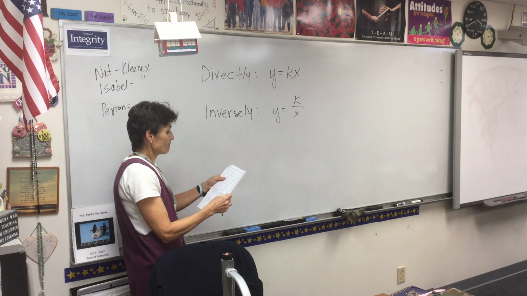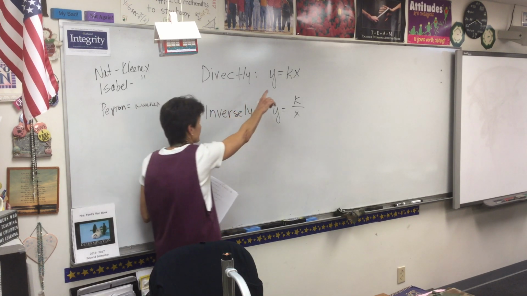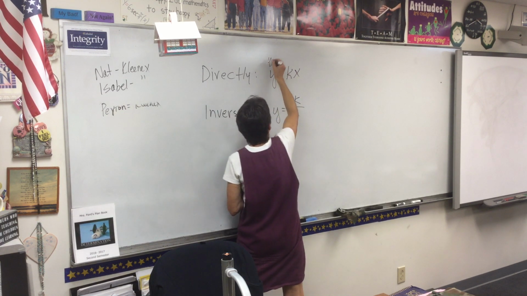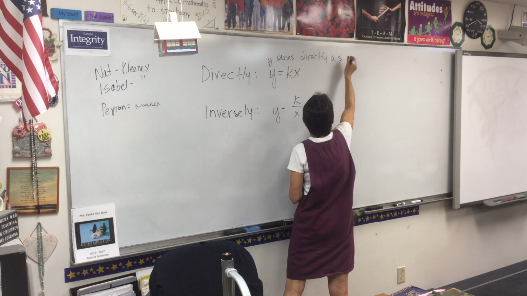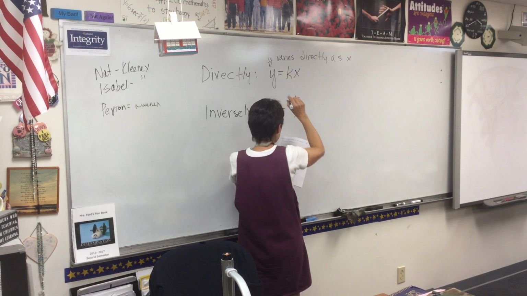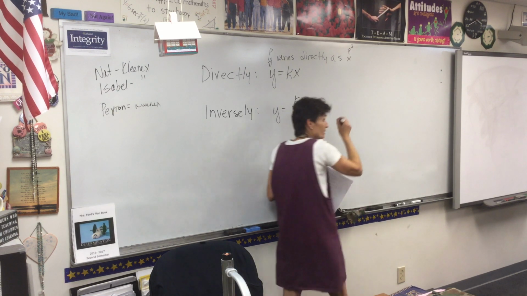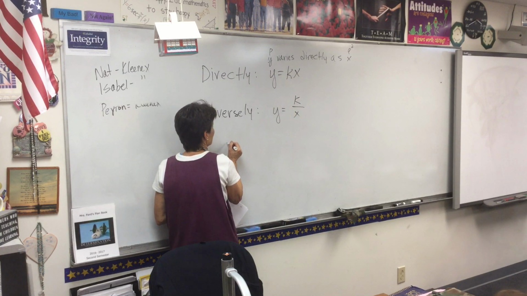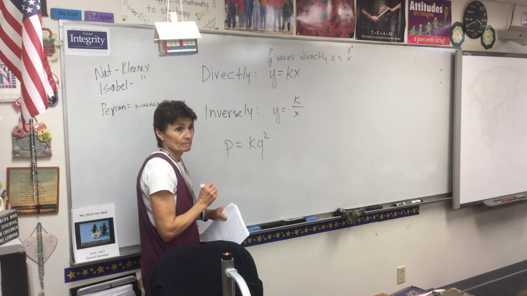So when they say p varies directly as the square of q, that means directly. So I'm looking at this format, but it's not y and x. This is y varies directly as x. This one is p varies directly as q squared. So what would that equation look like? If I'm using p and q squared, it would be p equals kq squared. It's that easy.